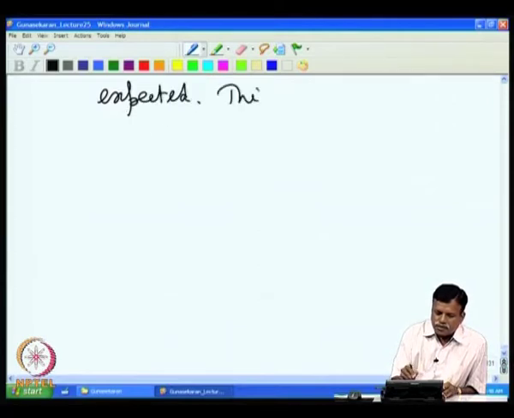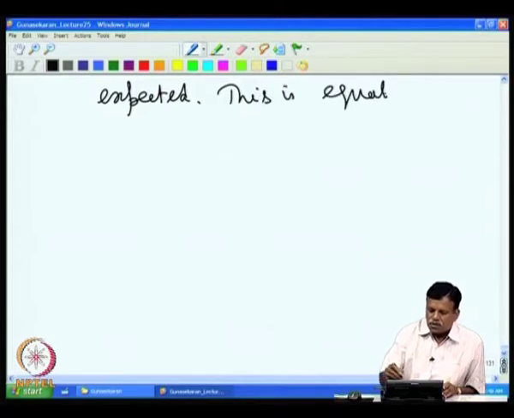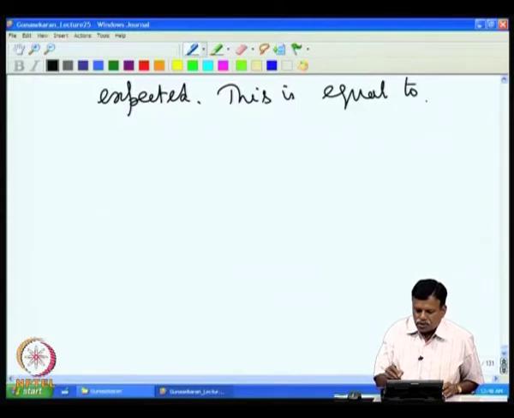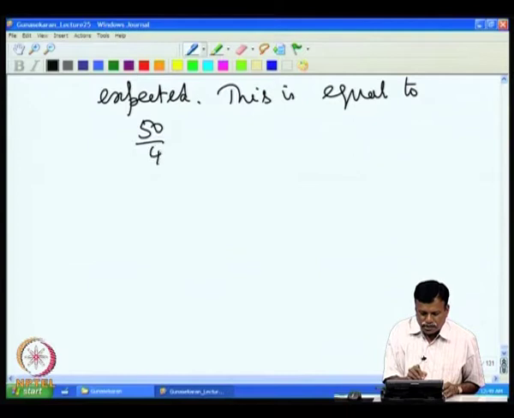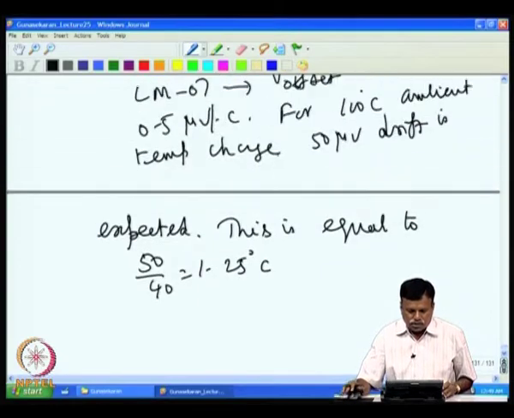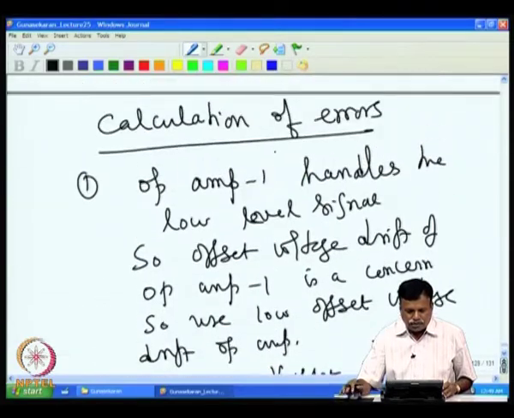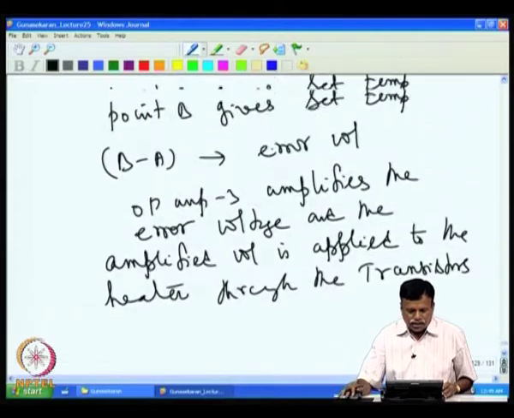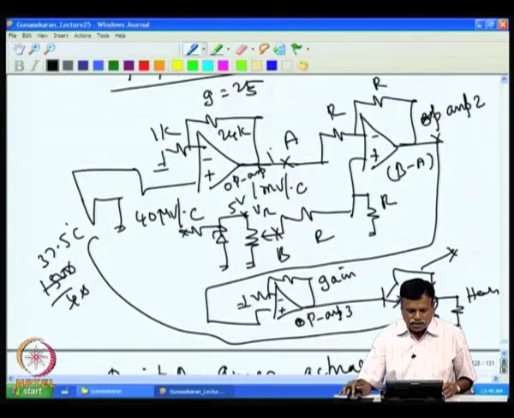This is equivalent to 50 divided by 40, that is 1.25 degree error. So, you have to use a low offset voltage drift op amp for op amp 1, otherwise there will be a large error.